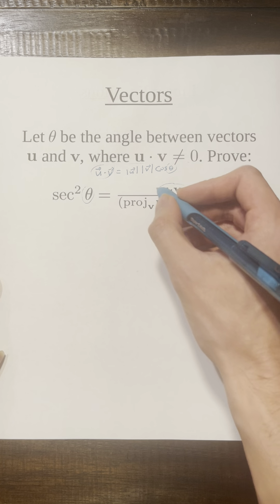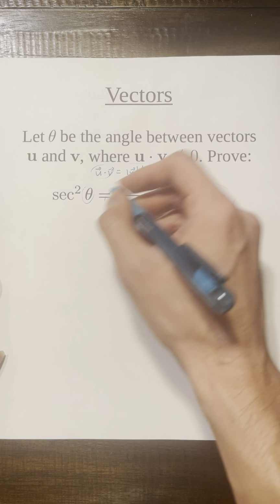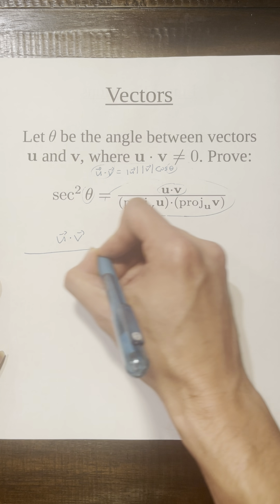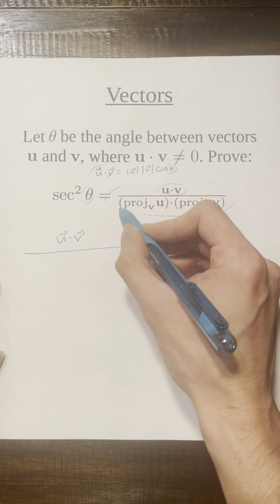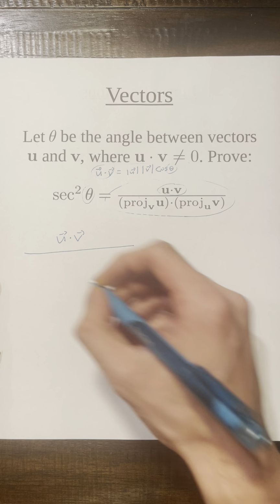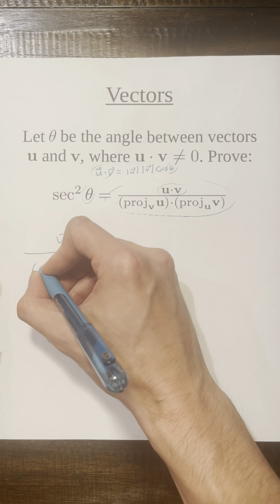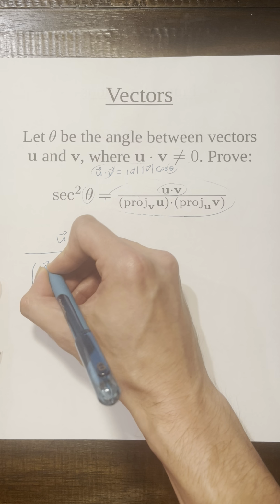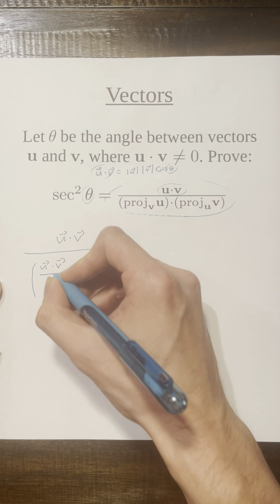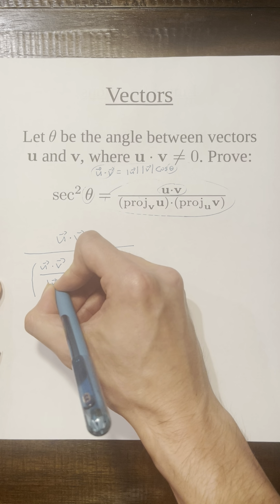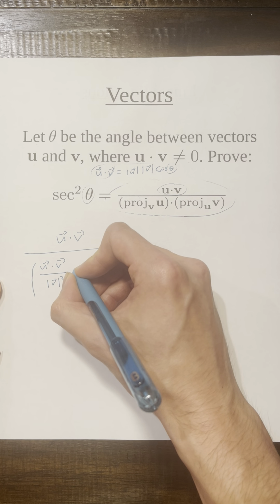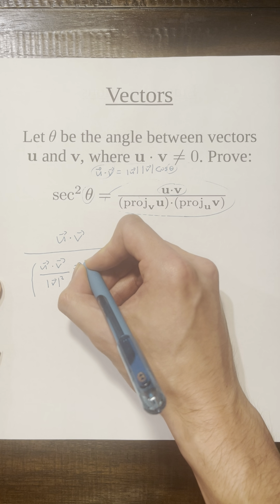Okay, so let's go ahead and try to simplify this. So dot product over, what's the formula for projection of u onto v? Okay, so the formula is dot product over magnitude of v squared times vector v.